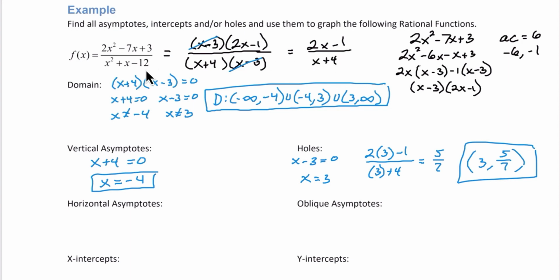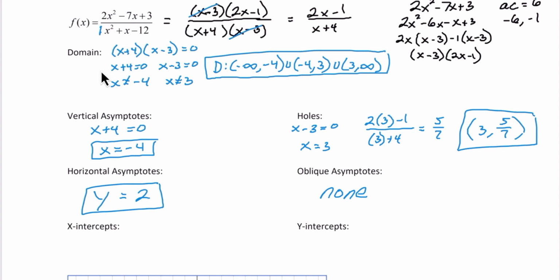To find a horizontal asymptote, we compare degrees. Look at the degree of the numerator and the degree of the denominator. The degrees are the same. If the degrees are the same, then we'll look at a ratio of the leading coefficients. The numerator has a coefficient of 2 on the lead term. The denominator has a coefficient of 1 on the lead term. So 2 over 1, or simply 2. Y equals 2 is our horizontal asymptote. Since we have a horizontal, we will not have an oblique asymptote.